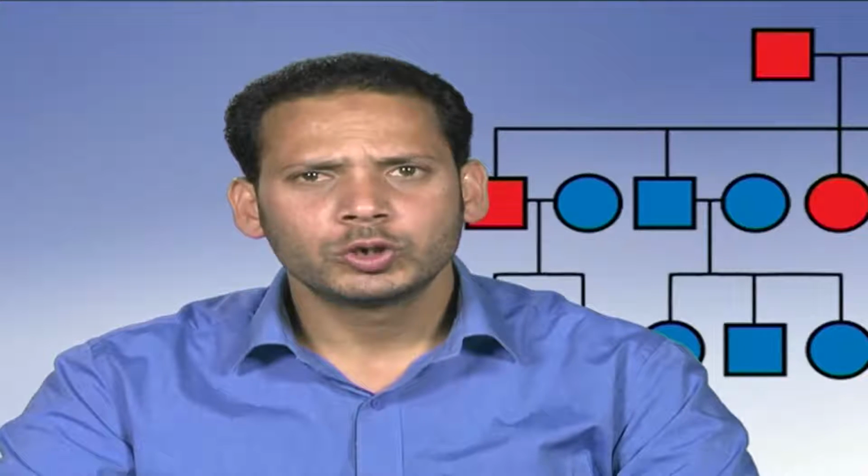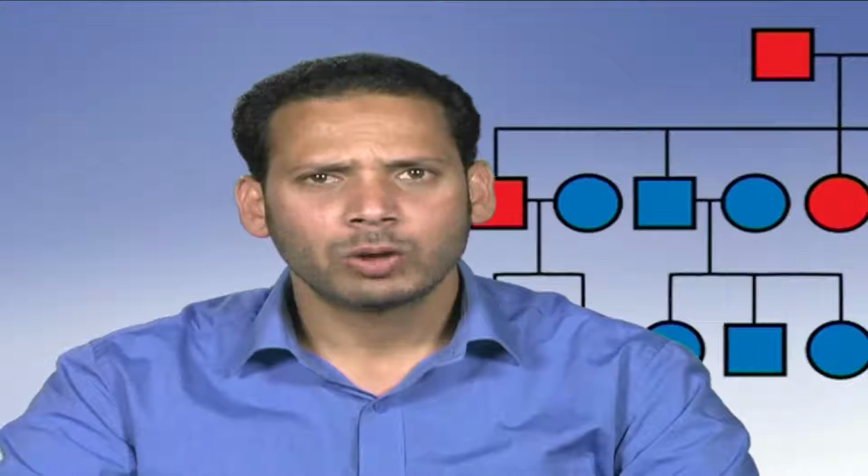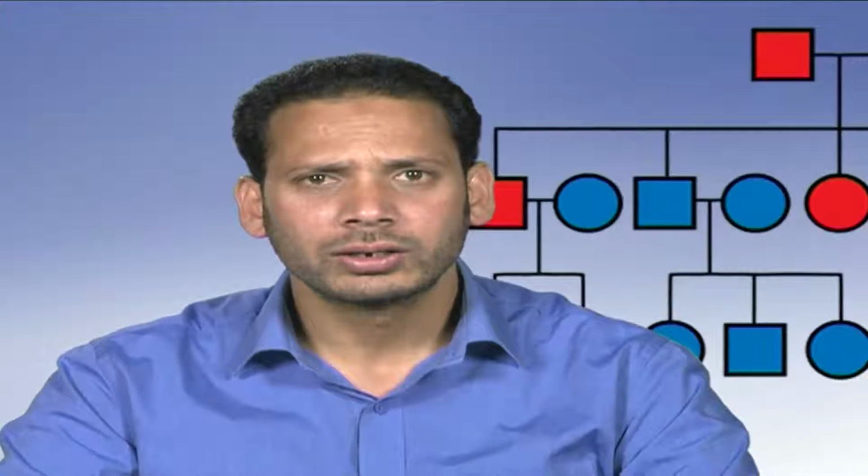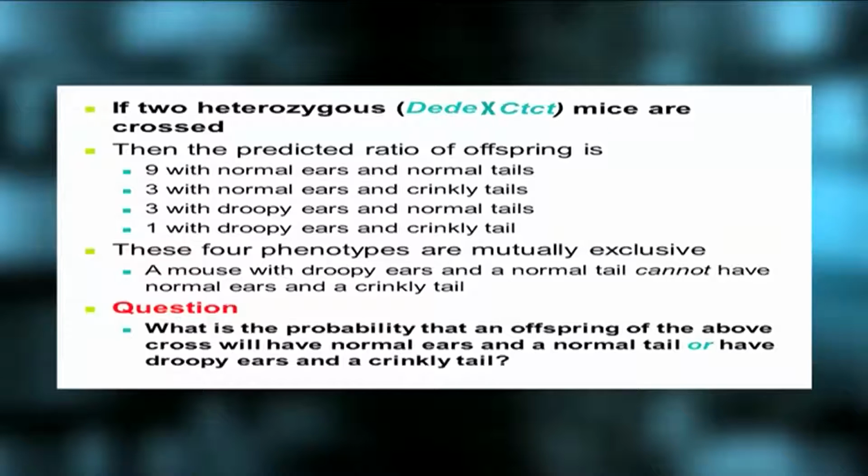These four phenotypes are mutually exclusive. For example, a mouse with droopy ears and a normal tail cannot have normal ears and a crinkly tail. The sum rule allows us to determine the probability that we will obtain any one of two or more different types of offspring. For example, in a cross between two heterozygotes, capital DE small de, capital CT small ct, crossed with capital DE small de, capital CT small ct, we can ask a question: what is the probability that an offspring will have normal ears and a normal tail or have droopy ears and a crinkly tail?